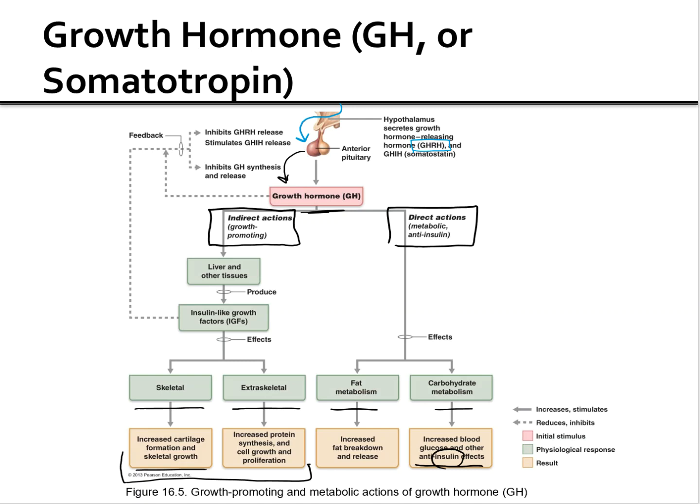One thing about IGF is that it actually has a negative feedback: when these levels become high enough, it comes back and inhibits growth hormone releasing hormone in the hypothalamus, and it stimulates another hormone. This other hormone is called growth hormone inhibiting hormone, or somatostatin.